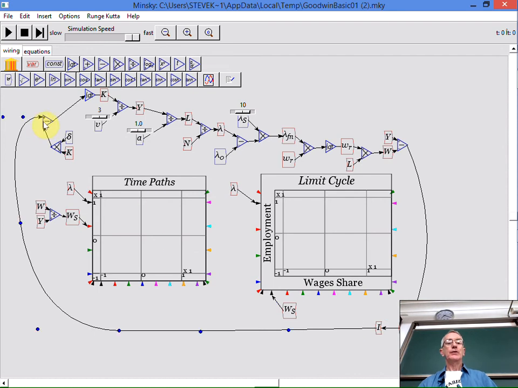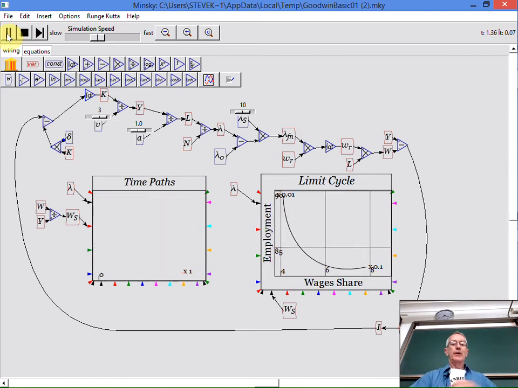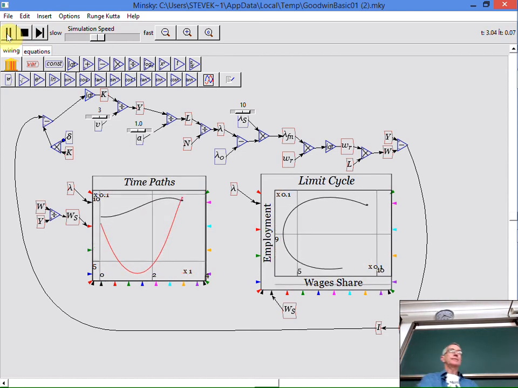Gross investment minus depreciation is the rate of change of capital stock. So that's a basic cyclical model. Now, from a neoclassical point of view, are you going to converge to equilibrium? The answer is no. I'll slow the simulation down so you can see it happen here. But what you get is a model with permanent cycles.